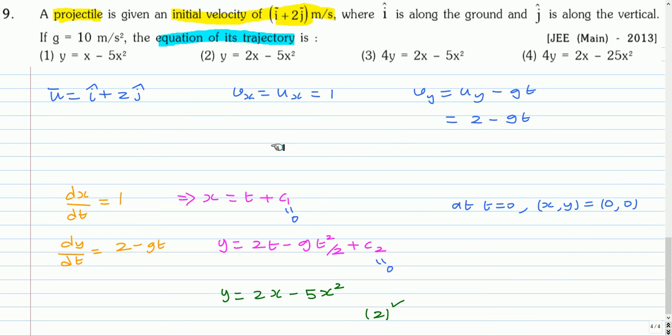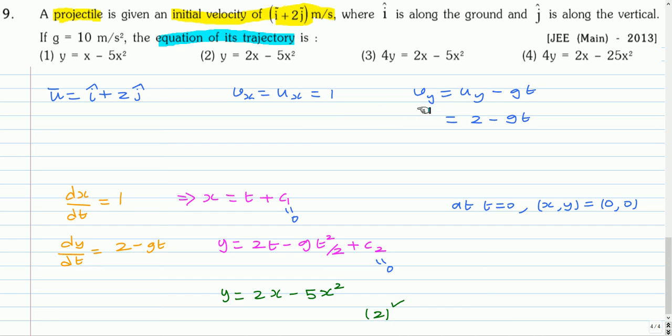This is the next question. A projectile is given an initial velocity of i cap plus 2 j cap meter per second. i cap is along the ground and j cap is vertical. If g is 10, the equation of trajectory is. So the initial velocity is u, which is i cap plus 2 j cap, and the velocity along the x direction is not going to change because there is no acceleration in the x direction. The acceleration is only in the y direction due to the gravity.